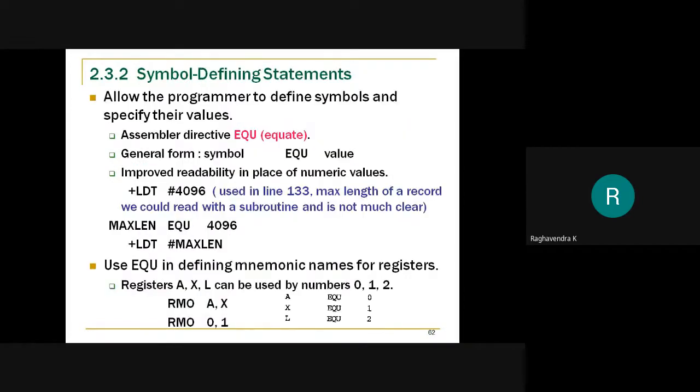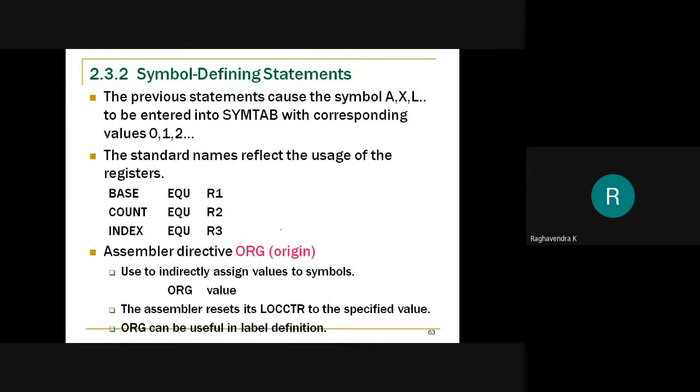So we also saw two symbol defining statements. One of them was equate, which is used to define a symbol and assign a value to it. So this is the syntax that we are supposed to follow. And we also saw one more, which was org, which is used to assign address indirectly. Okay, and this is the syntax that we are supposed to follow, right?